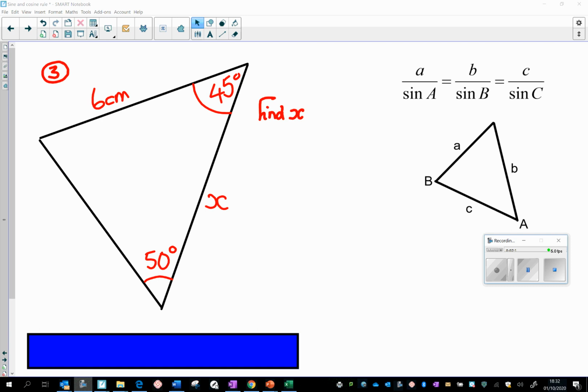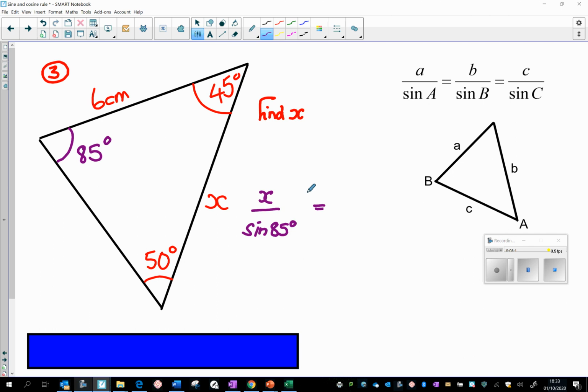Okay, another example. Here we have side x. So again, we're going to have side x divided by the angle opposite. Now be careful here. It looks as though we can't actually do this one. So x divided by, oh dear, we haven't got the angle opposite, or have we? Don't forget that the angles in a triangle add up to 180 degrees. So we've got 50 and 45. Well, that's 95 degrees. That means that this angle over here will have to be 85 degrees, which means we can now do it. So x divided by sine 85 degrees is equal to 6 divided by sine 50.